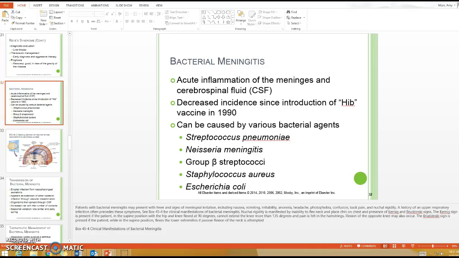Nuchal rigidity is if you ask them to look down at the ground while they're standing, they can't. It hurts. If they try, it's excruciating, and if they are forced to look down quickly, they will fall to their knees. It's so painful. They may have a history of an upper respiratory infection, which precedes these symptoms.